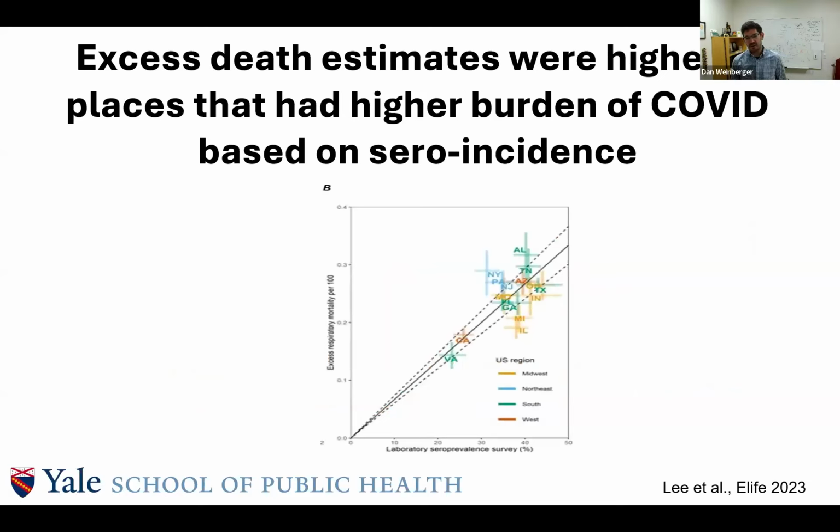So how do we know that these are valid, and that this represents COVID deaths and not some other unrelated pattern? We can look at infection rates in the different states based on serological surveys. We can get estimates for how many people were infected with COVID. And in fact, we see that where we see more excess deaths, we see higher infection rates in different states in the country.